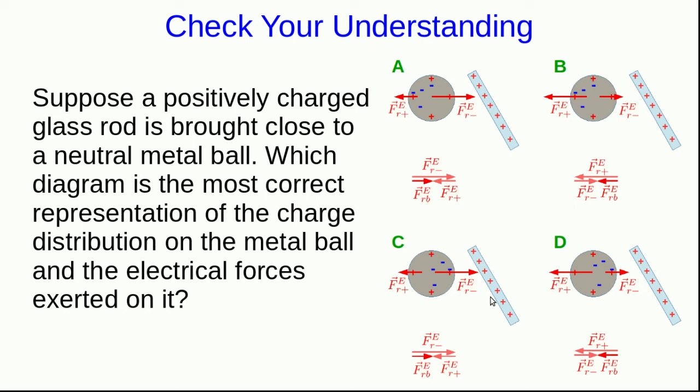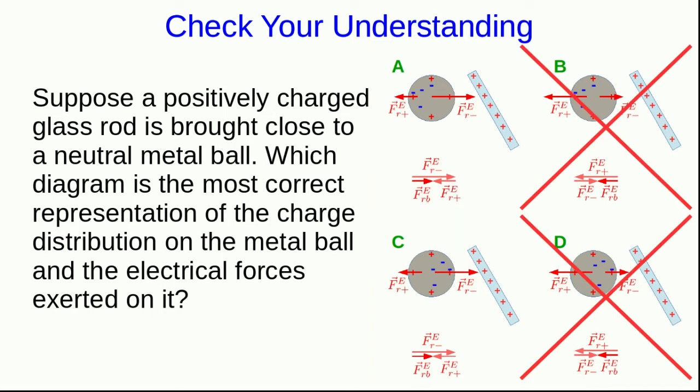Here's the question that I posed at the end of the first part of this video lecture. So, which is the most correct representation of the situation? Well, we know that whenever we bring a charged object close to a neutral object, the neutral object should be attracted toward the charged object. But B and D both show situations where the ball is being repelled from the rod, and so those can't possibly be right, and you can look at them in more detail and decide what else is wrong with them.